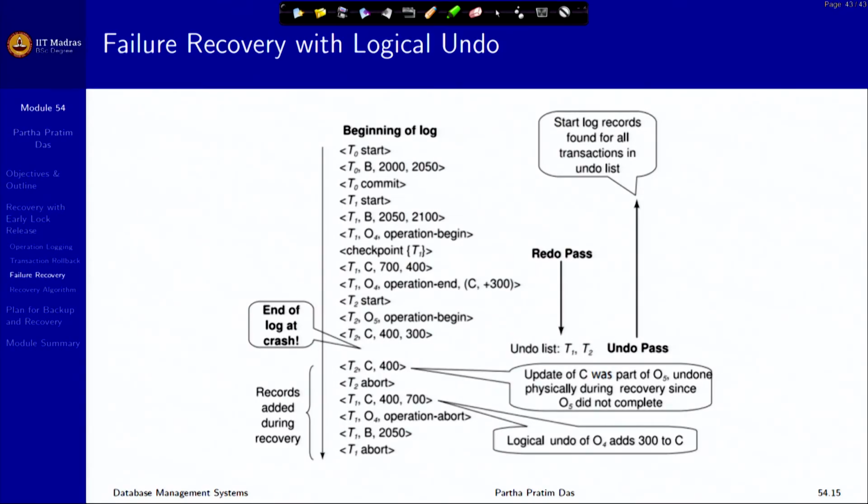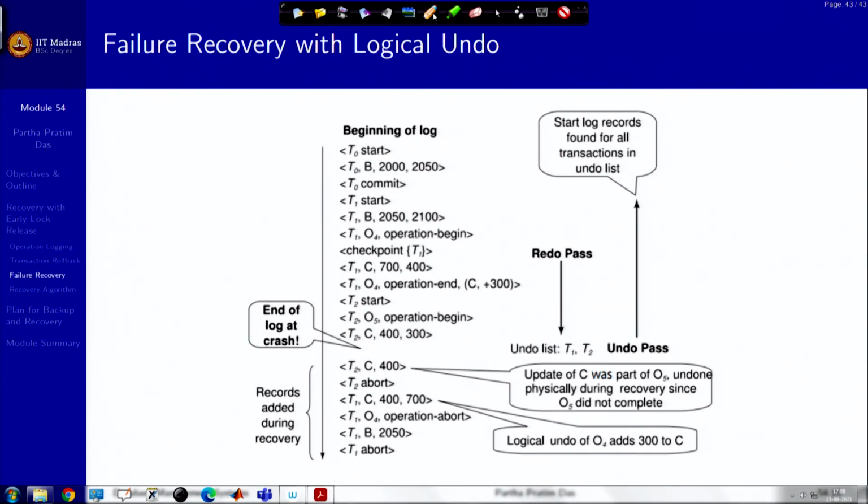Now, similarly, if you have a failure with logical undo, if you have a failure recovery, then this is the point where your log was when you actually have a crash. You have operation begin here, corresponding operation end here. You have operation begin here and it has not been ended as yet. So, what you will have to do is to first do a redo. T0 is started, T1 has started, T2 has started, T0 has committed, right. So, your redo has to create the undo list, which is T1, T2, because T0 has already committed, and on which you will do the undo.